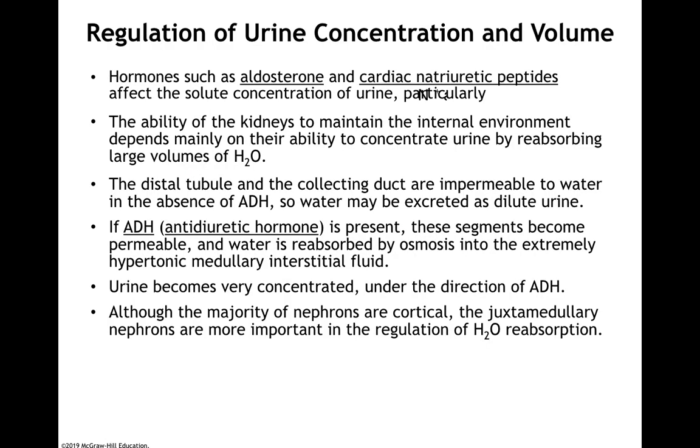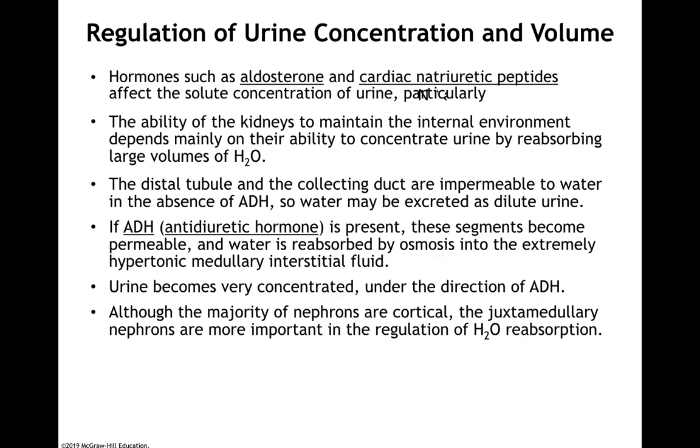So hormones like aldosterone and cardiac natriuretic peptides are going to affect the concentration of urine, particularly the sodium concentration. So the ability of kidneys to maintain the internal environment depends mainly on their ability to concentrate urine by reabsorbing large volumes of water. In the distal tubule and the collecting ducts, which are impermeable to water if ADH is absent, water can be excreted as dilute urine.